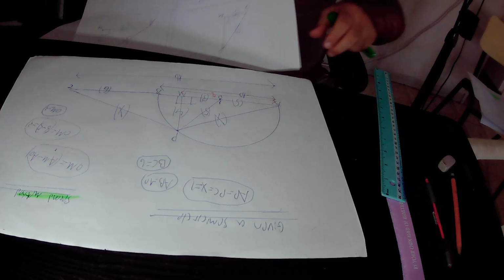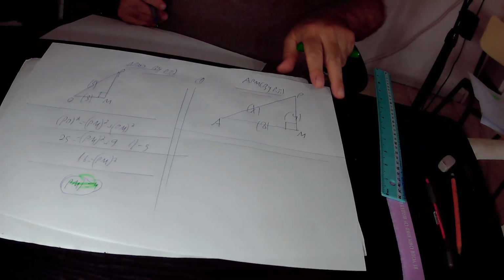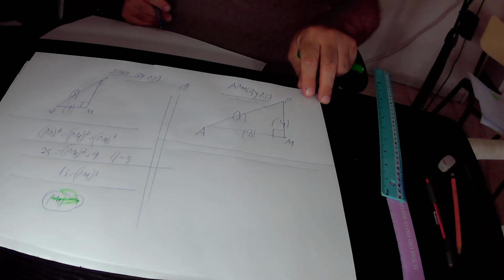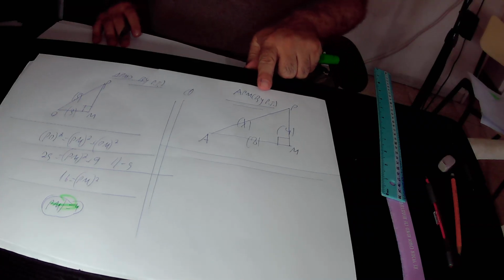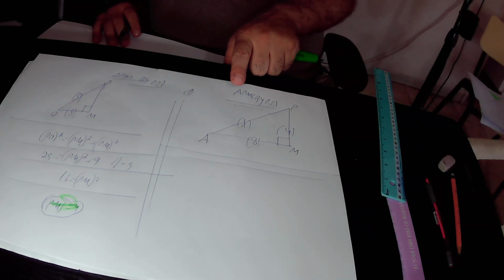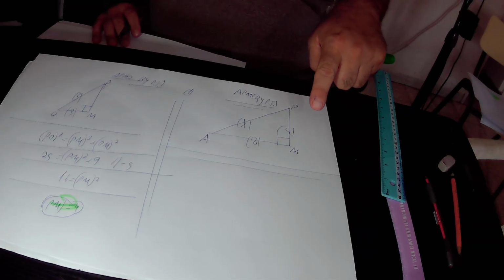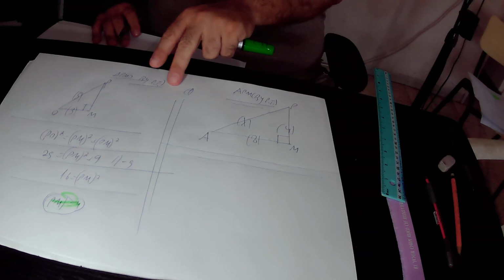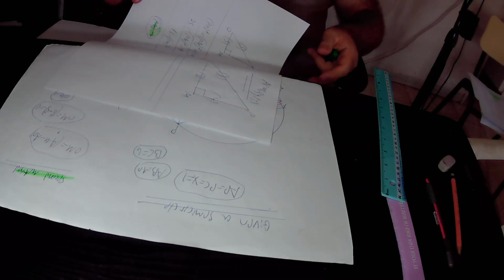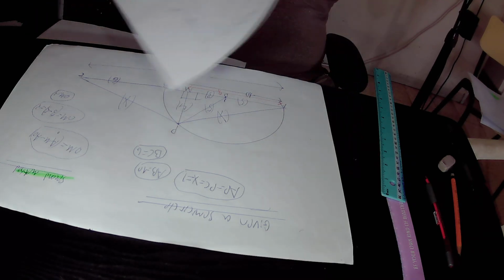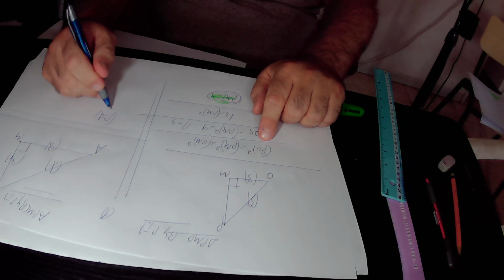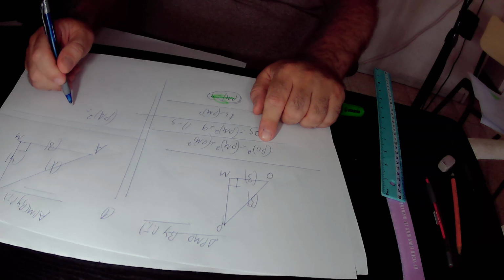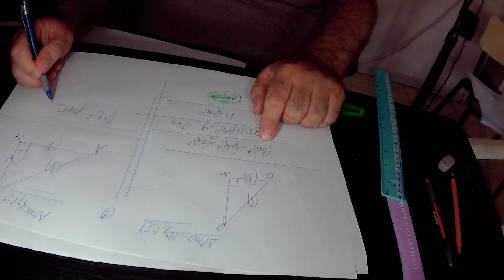So actually, this is the right big triangle APM from the original drawing. According to the Pythagoras theorem, in this big right triangle APM, PA squared, that is the square of the hypotenuse, equals PM squared plus MA squared. So I write it down. PA squared, the square of the hypotenuse, is equal to PM squared plus AM squared.